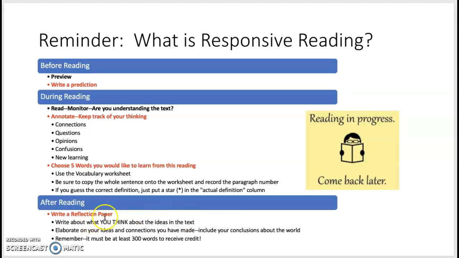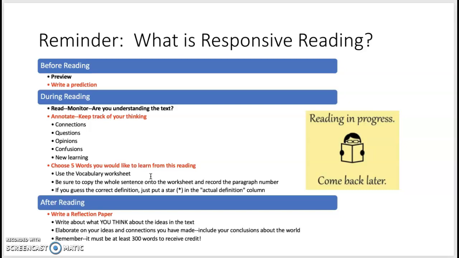And after reading, you're going to be writing a reflection paper. Let me remind you that reflection papers are all about what you think. You're elaborating on the author's ideas. So it's not a journal entry that you can write about whatever you want. You are writing about the ideas that the author has presented in the article, but it's what you think about all of those ideas. That's when you're going to go back to your annotations.